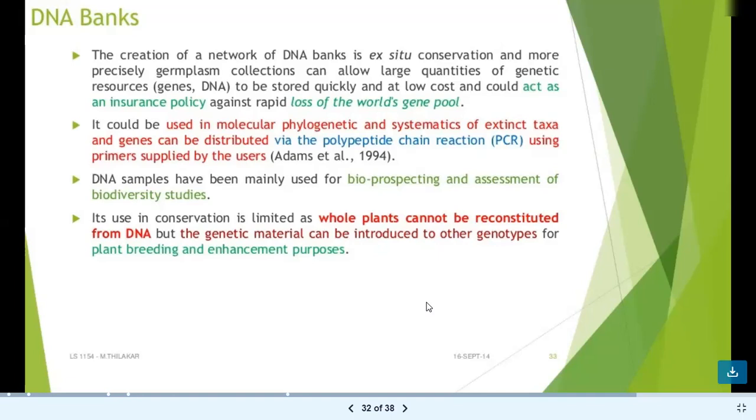So DNA samples have also been mainly used for bioprospecting and assessment of biodiversity studies. Its use in conservation is limited. As a whole, a plant cannot be reconstituted from DNA, but the genetic material can be introduced to other genotypes for plant breeding and enhancement purposes.